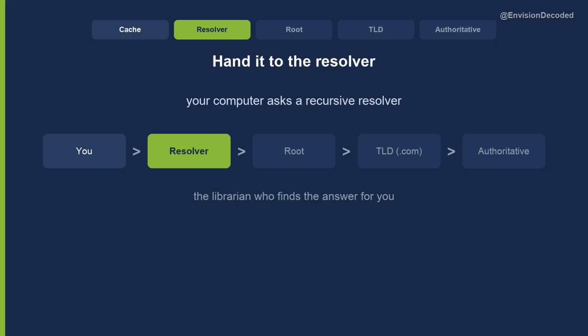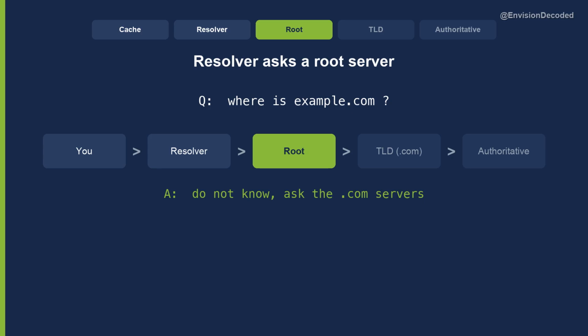The resolver starts at the top with a root server. The root does not know the address of example.com, but it knows who handles .com. So it replies, "Do not ask me, ask the .com servers," and points the resolver in the right direction.